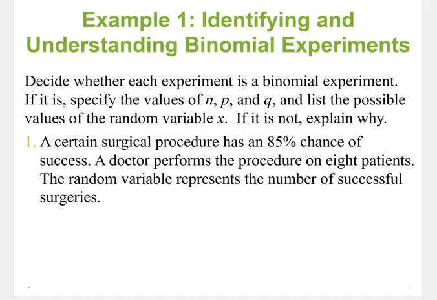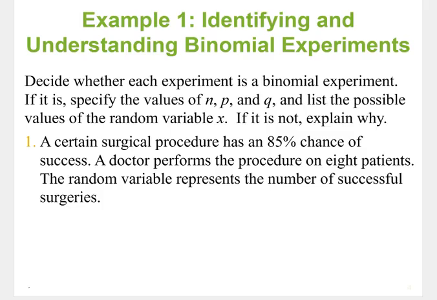All right, so example number 1 is just identifying and understanding them. Specify the values p, n, and q, and then list the values of the random variable x. And if you can't do that because it's not a binomial experiment, then explain why. All right, so here's the first one. A certain surgical procedure has an 85% chance of success. A doctor performs the procedure on 8 patients. The random variable represents the number of successful surgeries.